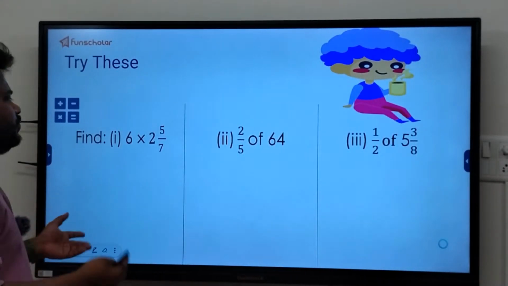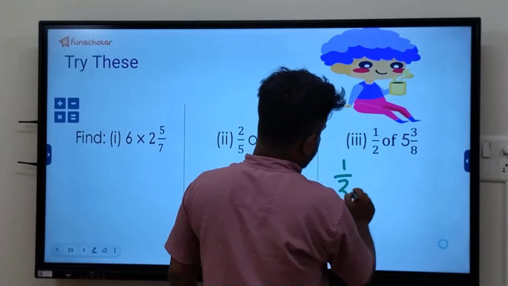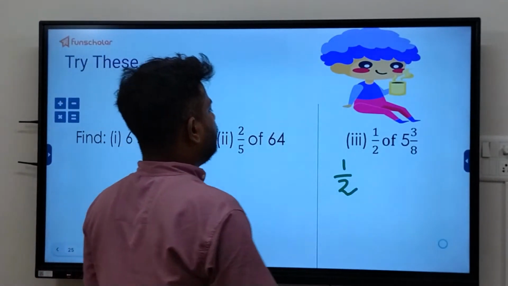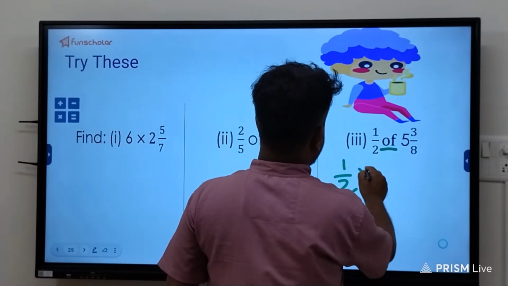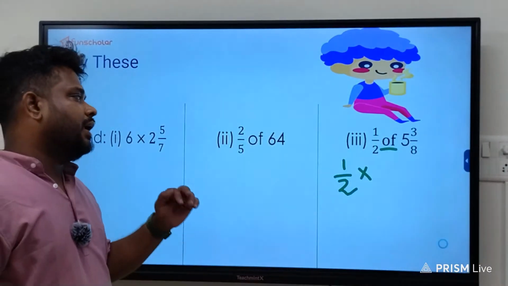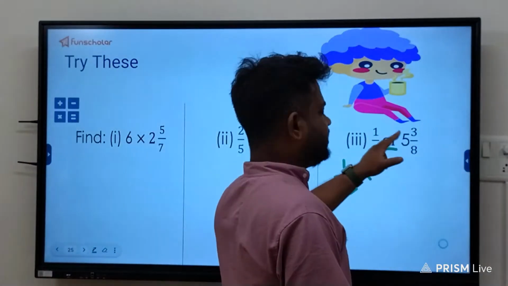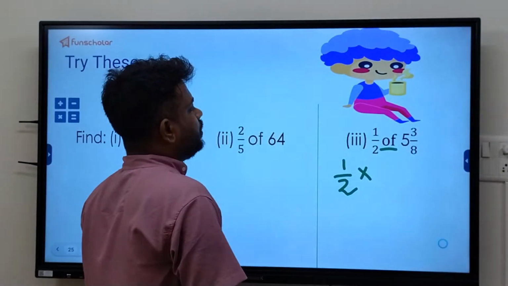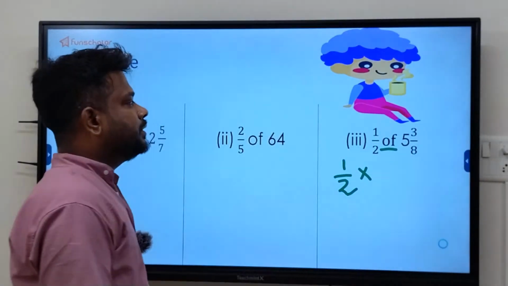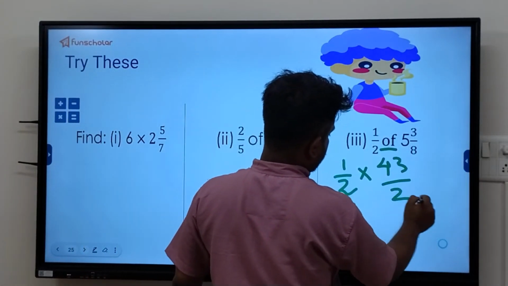Let me do one of them for you, this one: 1/2 of 5 whole 3/8. We know that of means multiplication, and this one is in mixed form, so we can turn it into an improper fraction: 5 8s are 40, 40 plus 3 is 43 by 2.